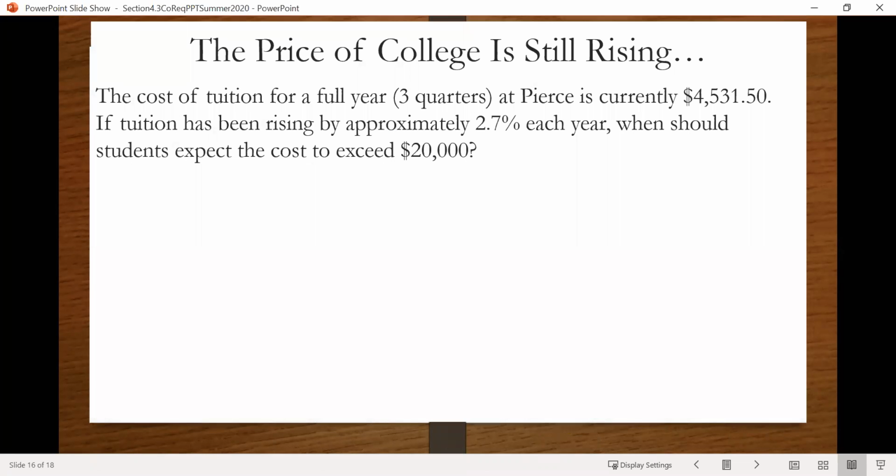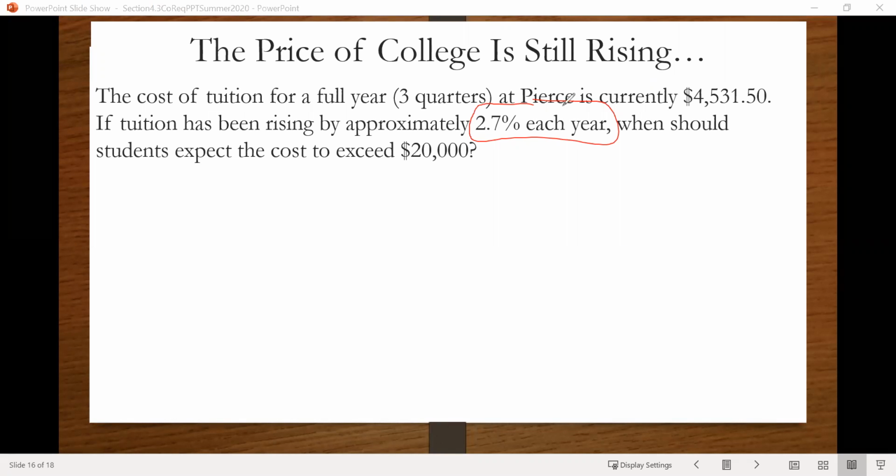All right, let's look at an application example. Here we're told that the cost of tuition for a full year, or 3/4, at Pierce is currently $4,531.50. And we want to know that if tuition has been rising by approximately 2.7% each year, when should students expect the cost to exceed $20,000? Now when we look at this, we see that we're given a percentage by which the cost of the tuition is going up each year. So that tells us we're dealing with exponentials.